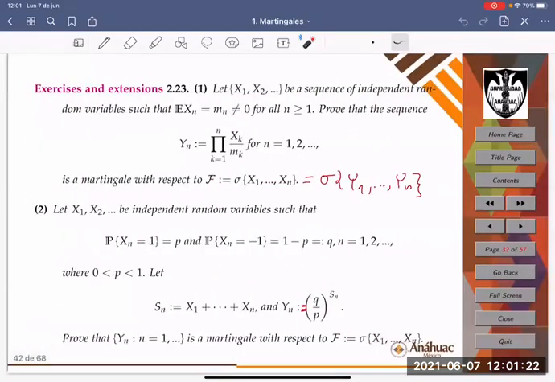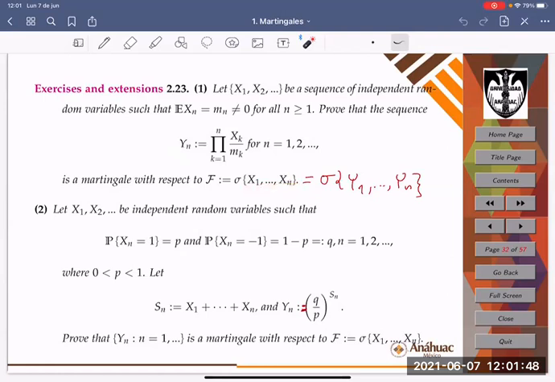Now, let's get started. For the first, the only thing we have to do is to see, okay, so we are defining a sequence of independent random variables. They have different means. They are all different to 0, right? And we have to prove that this sequence is a martingale, right? With respect to a certain sigma algebra.